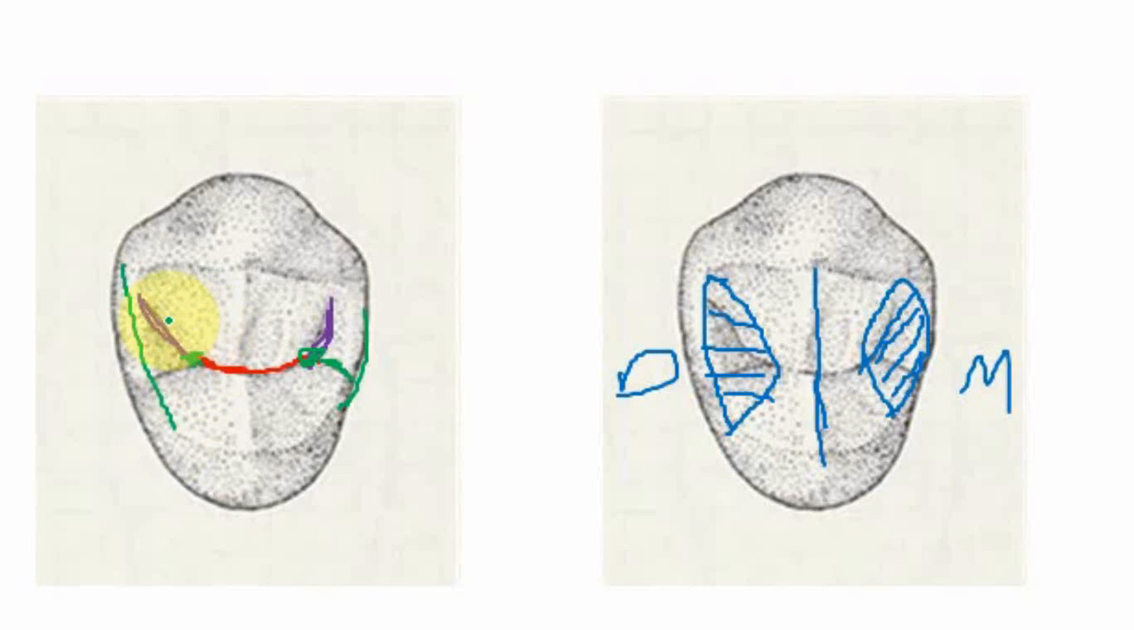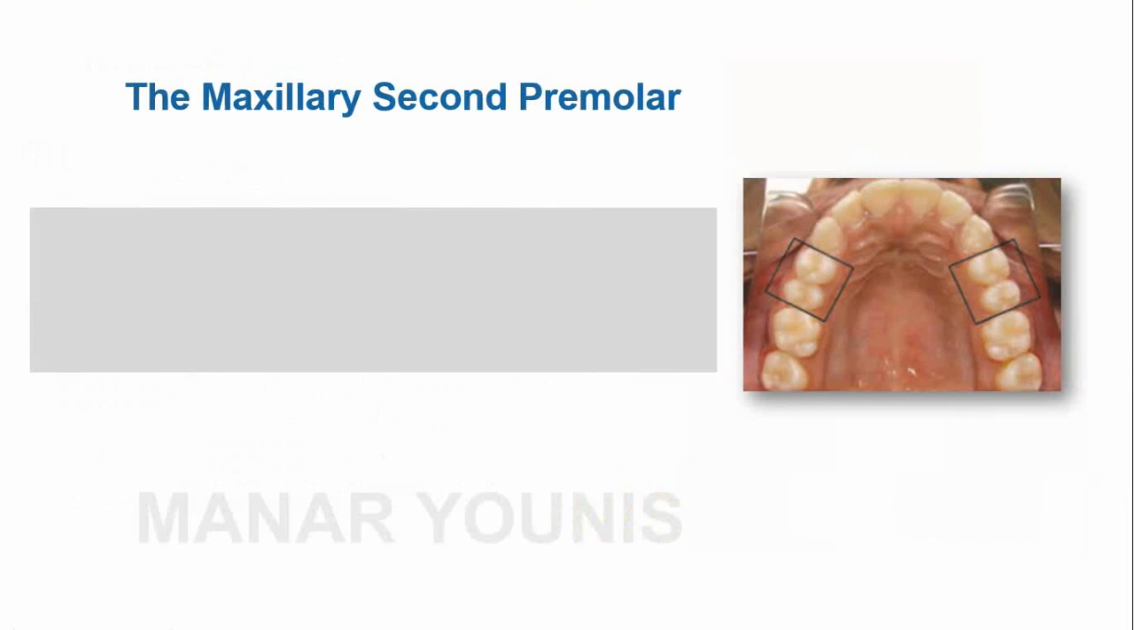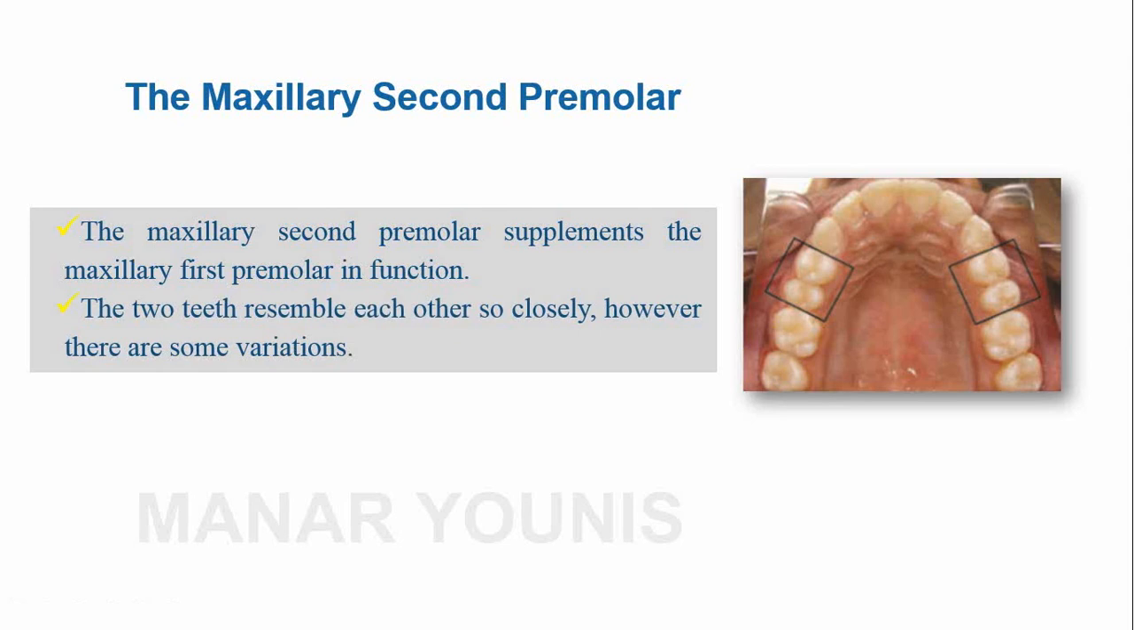distal developmental pit. Now moving to the maxillary second premolar. The maxillary second premolar resembles the maxillary first premolar very closely. Both supplement each other in function. The maxillary second premolar is closer to the maxillary first molar, so it assists the molar in its function of grinding food. So there are a few differences between the maxillary second and first premolar.